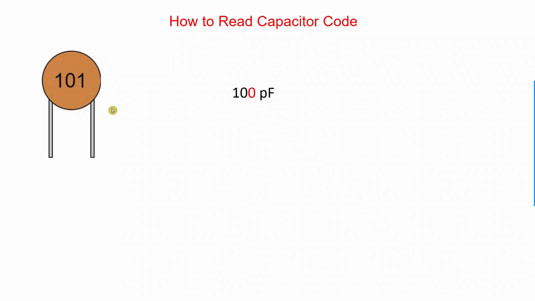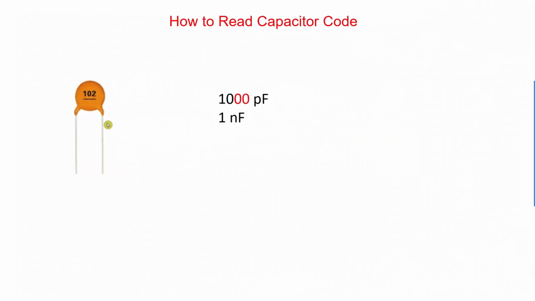So first of all, we need to put the first two digits as it is, like 10. Put 10 as it is, and the third digit will decide the total number of 0s. So what is the third digit here? This is 1. So that means how many 0s will be there? Only one 0 will be there. So the value and the unit will always be in picofarad. So now the value of this capacitor is 100 picofarad.